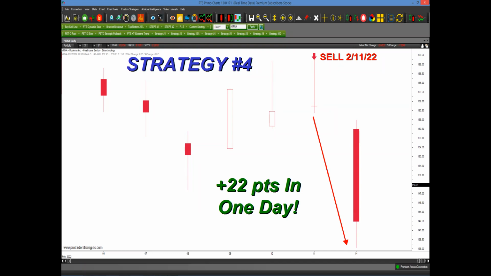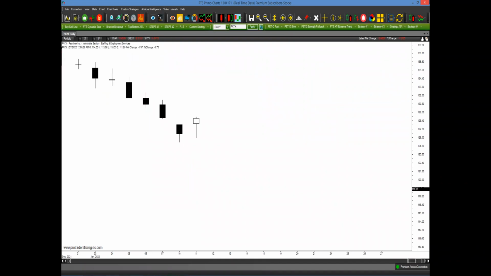So one last thing. Those were triple threat 1 and 2. What about triple threat number 3? Here's a strategy number 4 buy signal. If you had just simply taken this, look what would have happened.